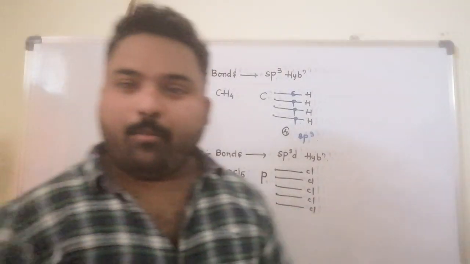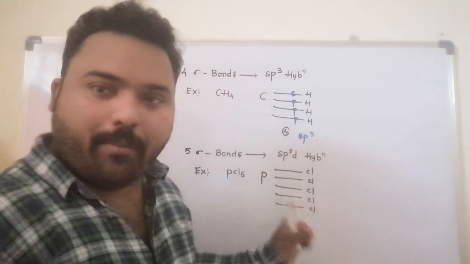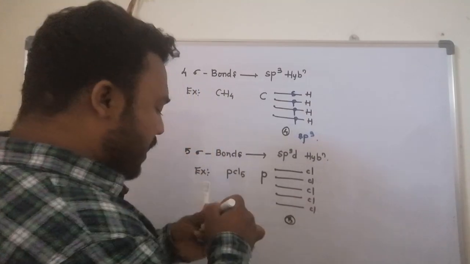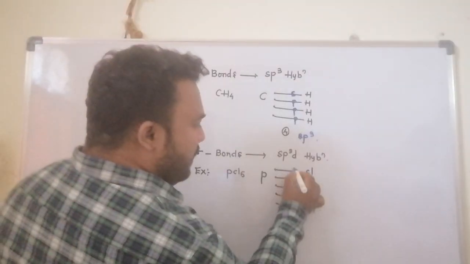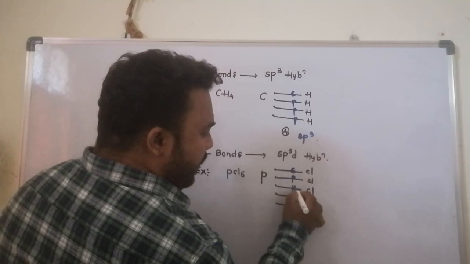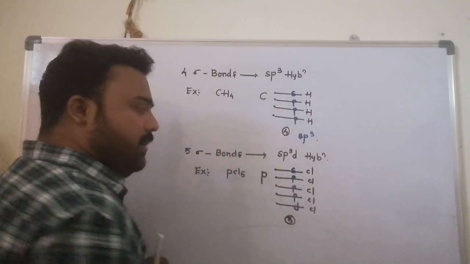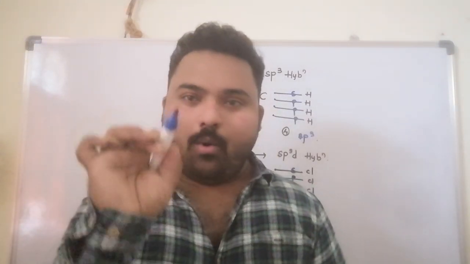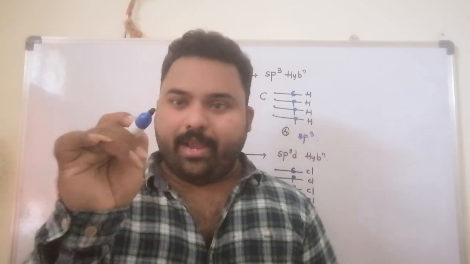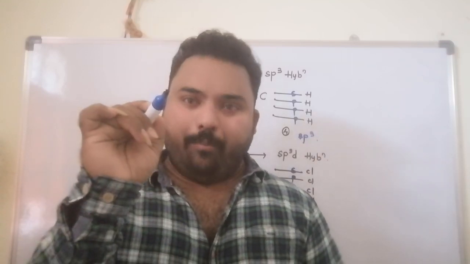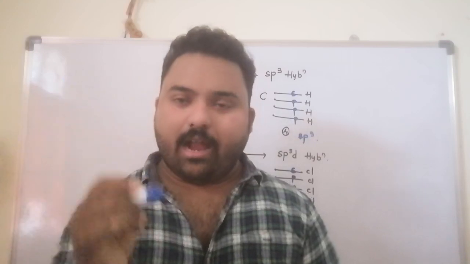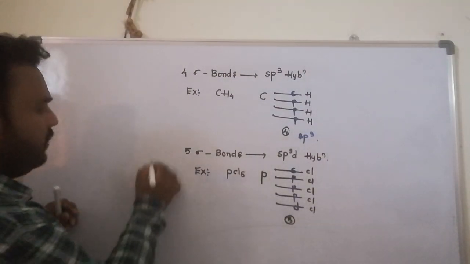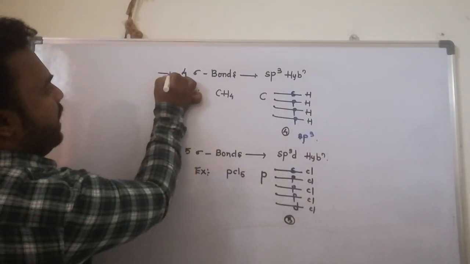So how many sigma bonds are formed here? Total 5. You can assume these bonds as S, P, P, P, D. It is sp3d hybridization. Why? Because S means only one orbital is present, then px, py, pz, like that, sp3, and after p, the d orbital. So sp3d hybridization.